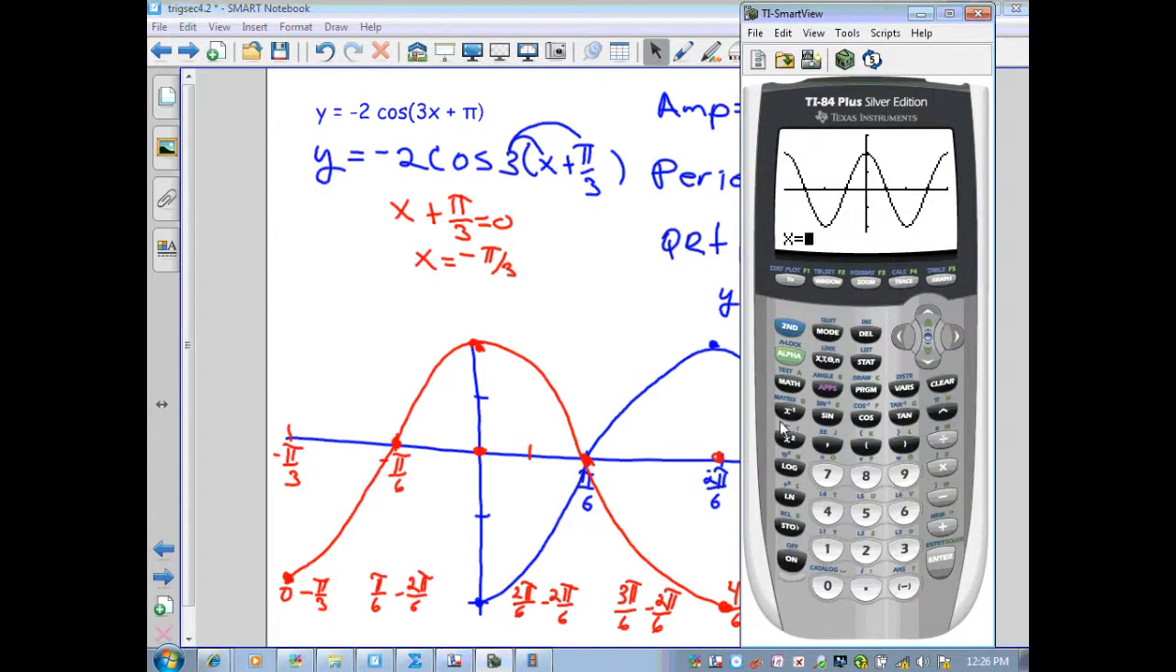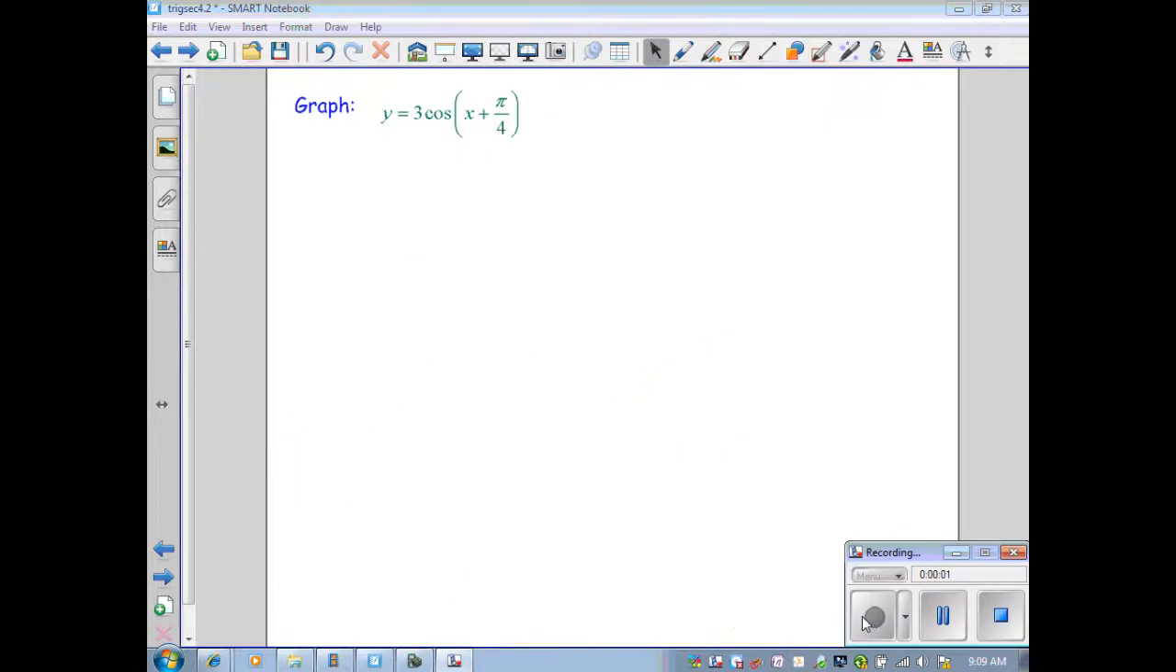Let's plug in a value of negative pi over 3. And if the solution is correct, we should have that value equal to negative 2. And it is, so therefore our function with the phase shift is correct. Let's follow the same procedures to complete our last example.